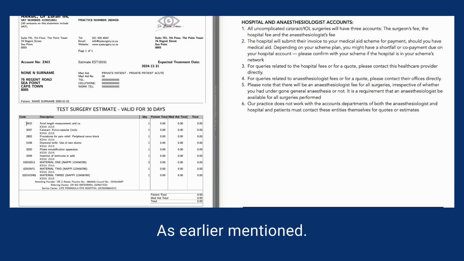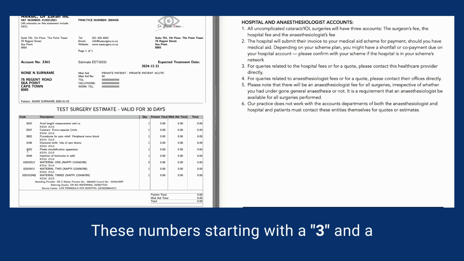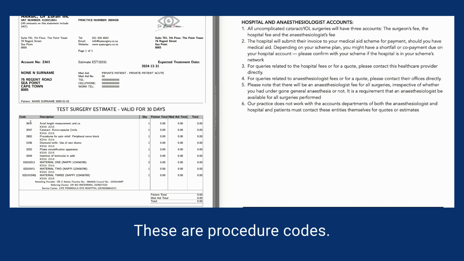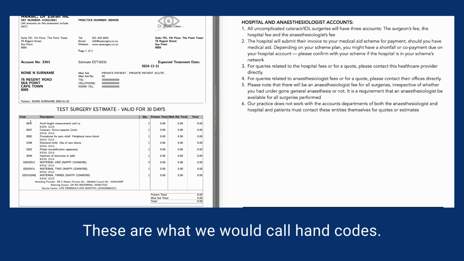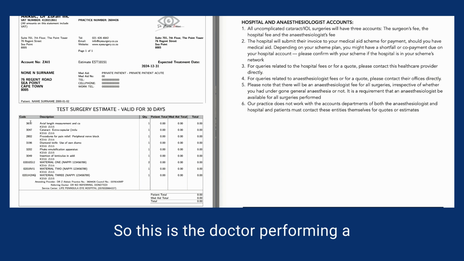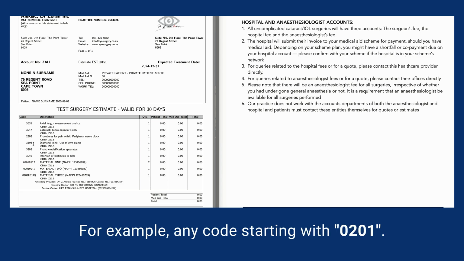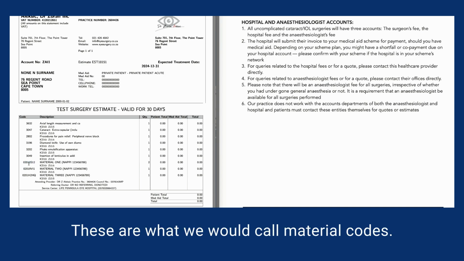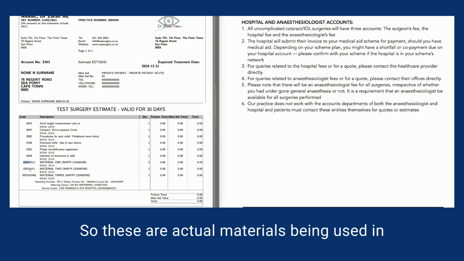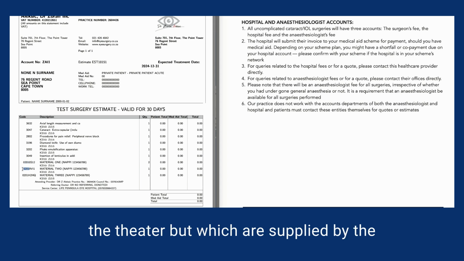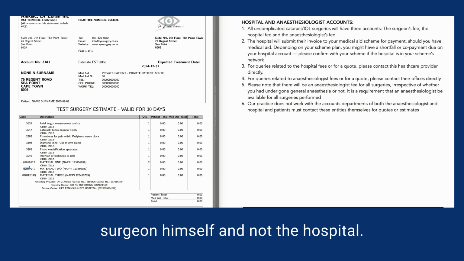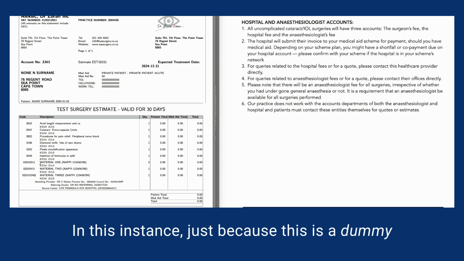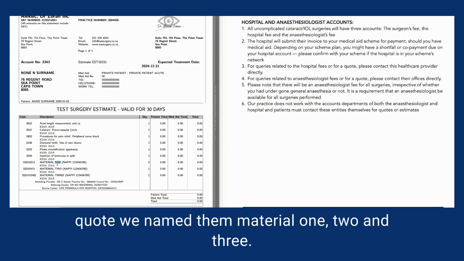As earlier mentioned, these numbers starting with a 3 and a 2 over on the left-hand side are procedure codes. These are what we would call hand codes. So this is the doctor performing a surgery, or this is a test, for example. Any code starting with 0 to 01, these are what we would call material codes. So these are actual materials being used in the theater, but which are supplied by the surgeon himself and not the hospital. In this instance, just because this is a dummy quote, we named them material 1, 2, and 3.